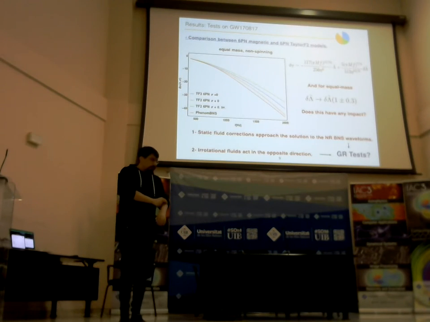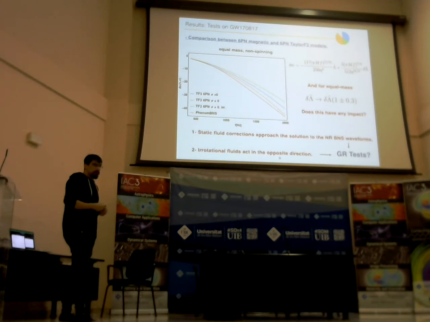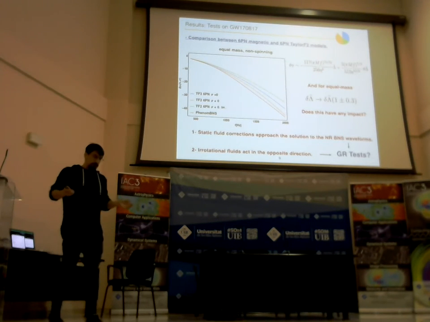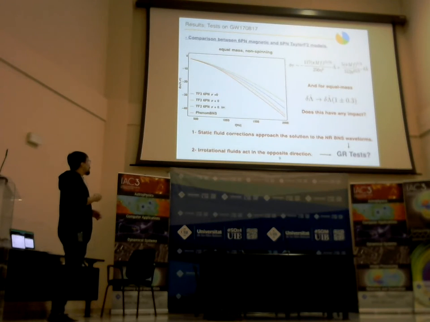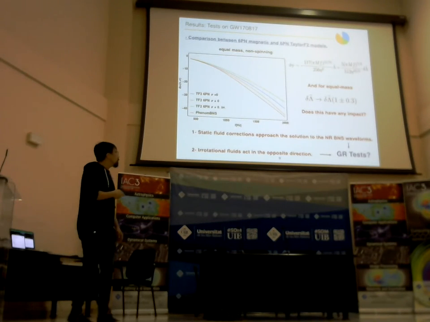So what we have done basically is try to do also qualitative studies. So let's simplify everything and let's plot the phase evolution, right? By doing so, for instance, we have four different curves. The first one is a Taylor F2 6PN that has no magnetic terms.